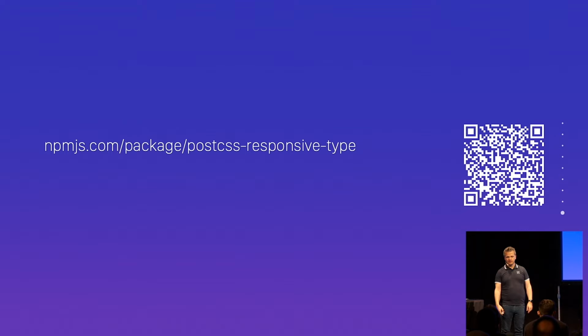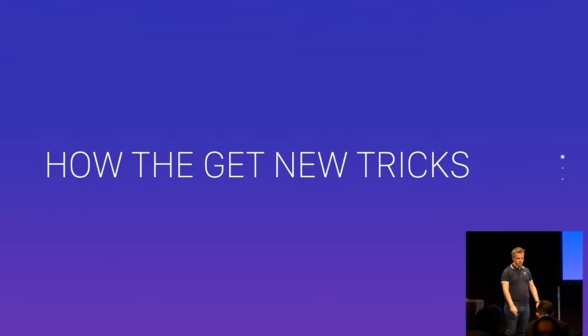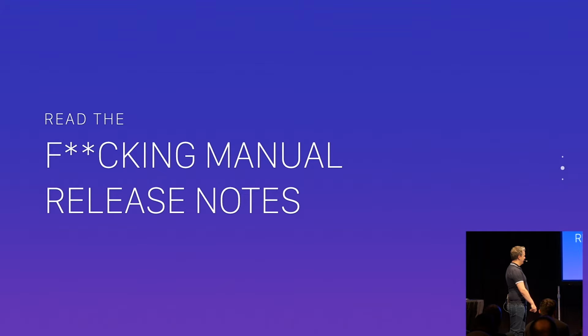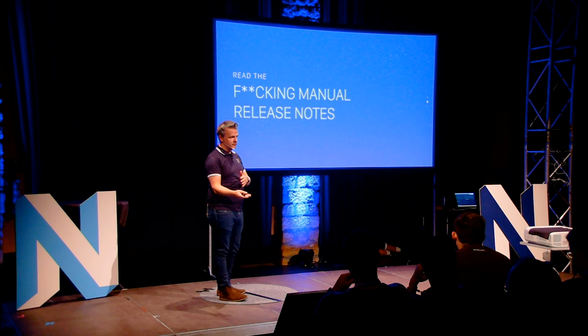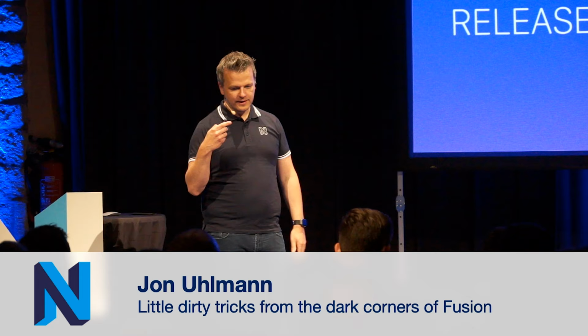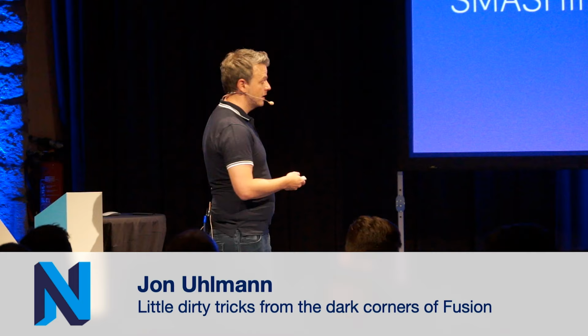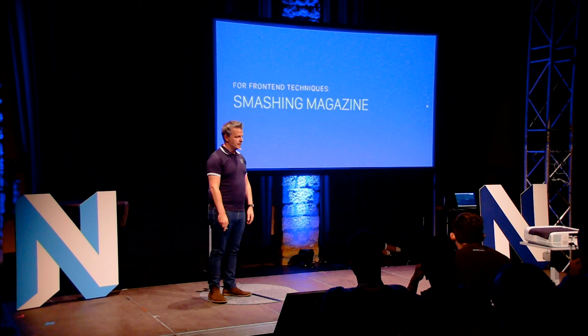So I'm on the last slide. How do you get the new tricks? How do I find out these kinds of new tricks? There's one simple rule. And because I have to use this word: read the manual. And read the release notes, because there are many tips and tricks, especially for Neos, where we try to get a new feature and make some examples. So read this. There's a lot of work in these release notes. And for front-end techniques, I can really recommend one site, Smashing Magazine. It's really nice and has many, many links. They have great writers there.